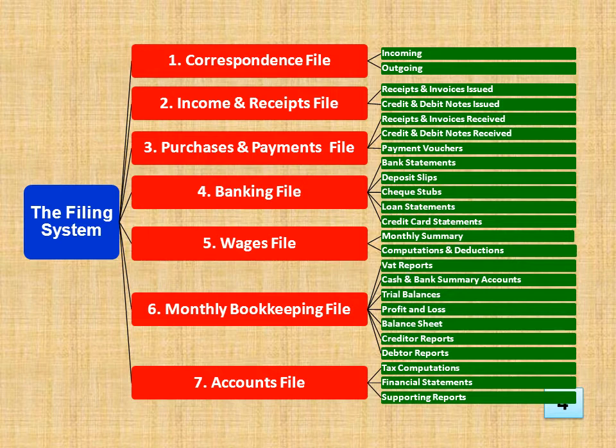6. The monthly bookkeeping file for VAT reports, cash and bank summary accounts, trial balances, profit and loss accounts, balance sheets, creditor reports, plus debtor reports. 7. The accounts file for tax computations, financial statements, plus supporting reports.